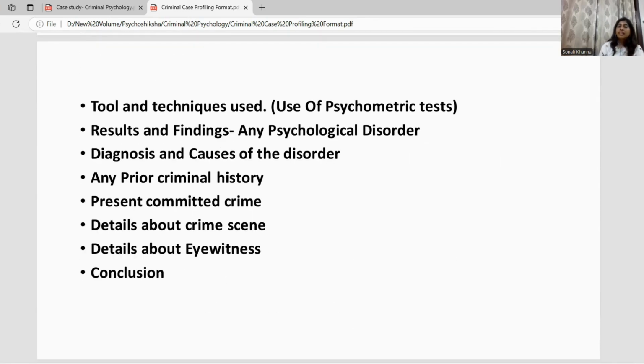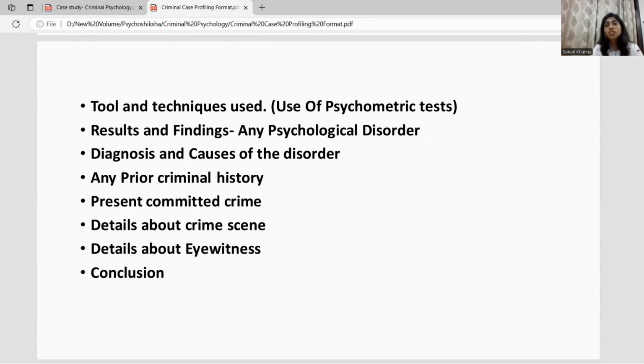Then tools and techniques used. So what tools and techniques you have used in order to diagnose your client with any psychological disorder. If you have an observation that, let's suppose, my client might be having an antisocial personality disorder, what tool you have used? You have to write about it and what the findings of that particular tool that you have applied are. So the complete result in proper detail needs to come up here.